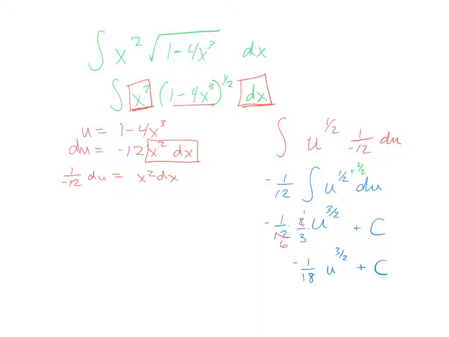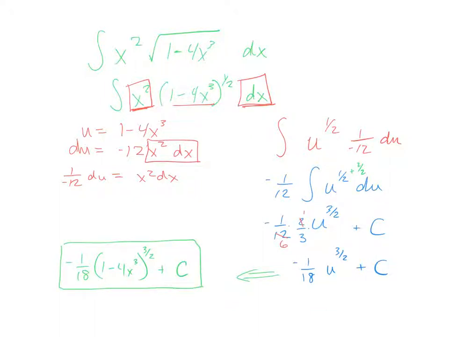But again, as always, we need to go back to in terms of x. So negative 1 over 18, u is equivalent to 1 minus 4x cubed, to the 3/2 power, plus c. And that would be our final answer.